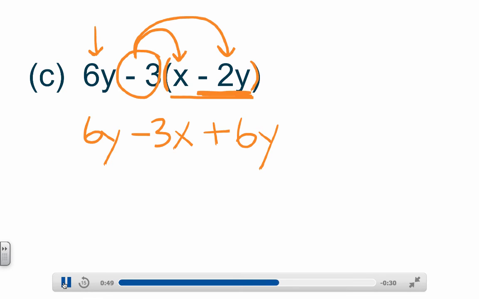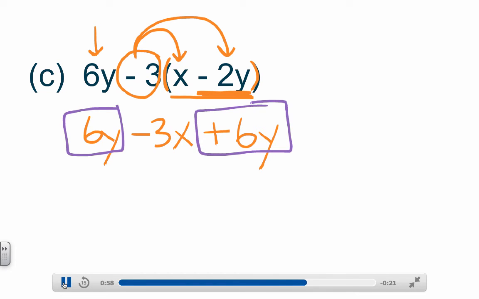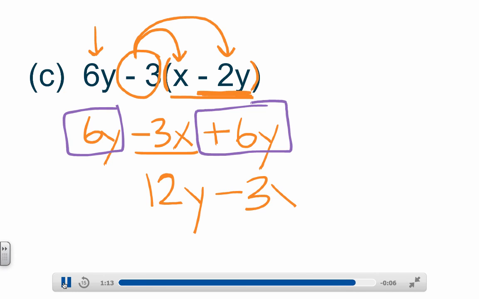And now when we look to combine like terms, we see that we have 2 y terms. We have 6y plus 6y, because we always want to take the sign that's in front of the term. And 6y plus 6y is 12y. And since there's nothing to combine with this negative 3x, then we just write it as 12y minus 3x. And that would be our final answer.